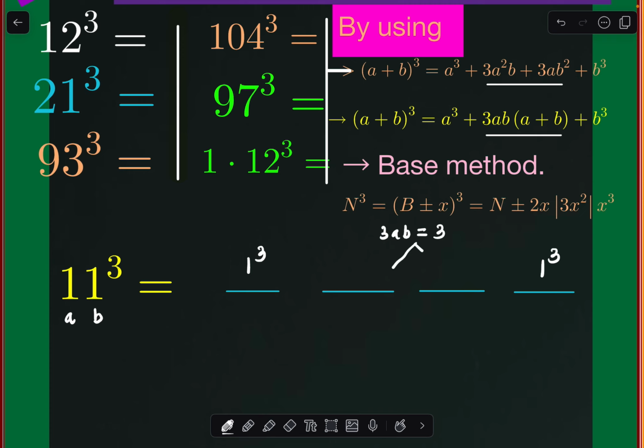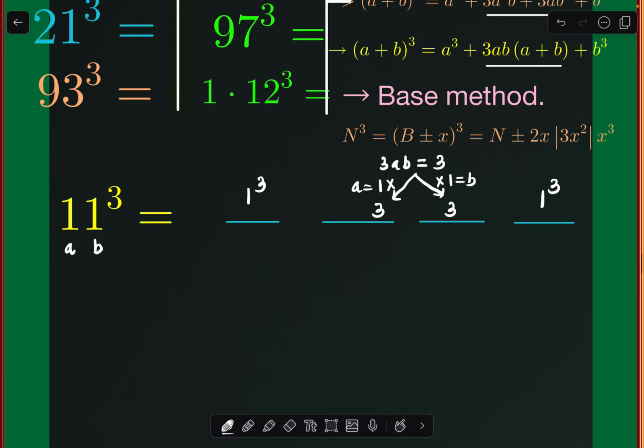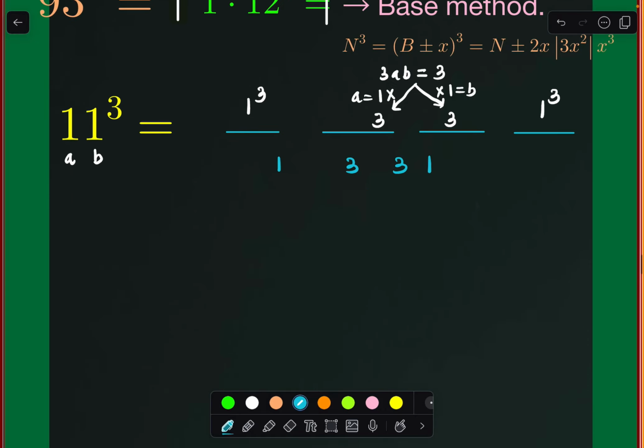Multiply this number by the unit place and the tens place directly. If I multiply by the unit place b, 3ab into b gives 3ab square, that means 3 into 1 gives 3 as it is. Multiplying by the tens place a, 3ab into a gives 3a square b, which is also 3. Finally, after simplification, we got 1331. 11 cube equals 1331.